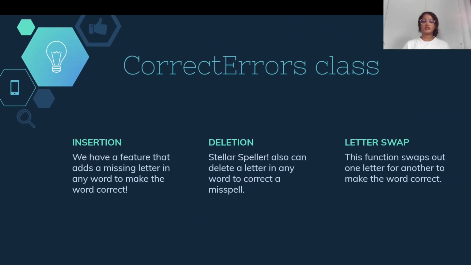Insertion. This is a feature that adds a missing letter in any word to make the word correct. And then, in reverse, deletion. This is a feature that deletes a letter in any word to correct a misspell. And the final heuristic, letter swap. This function swaps out one letter for another to make the word correct.